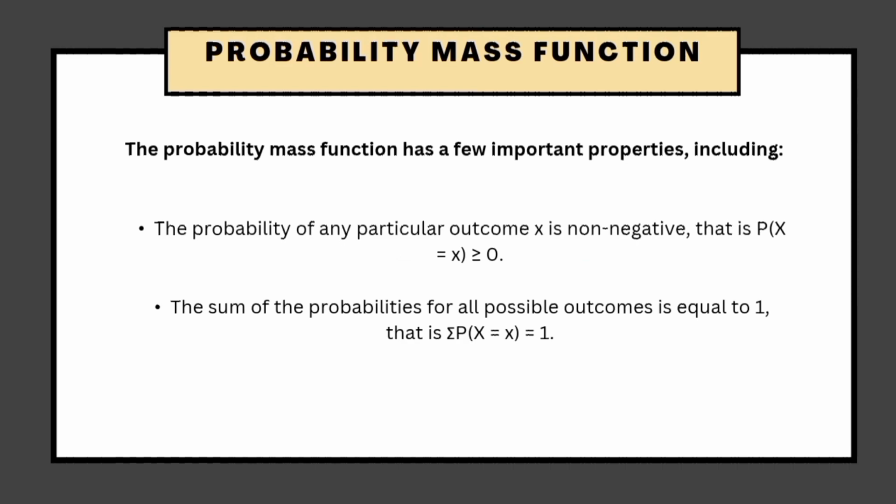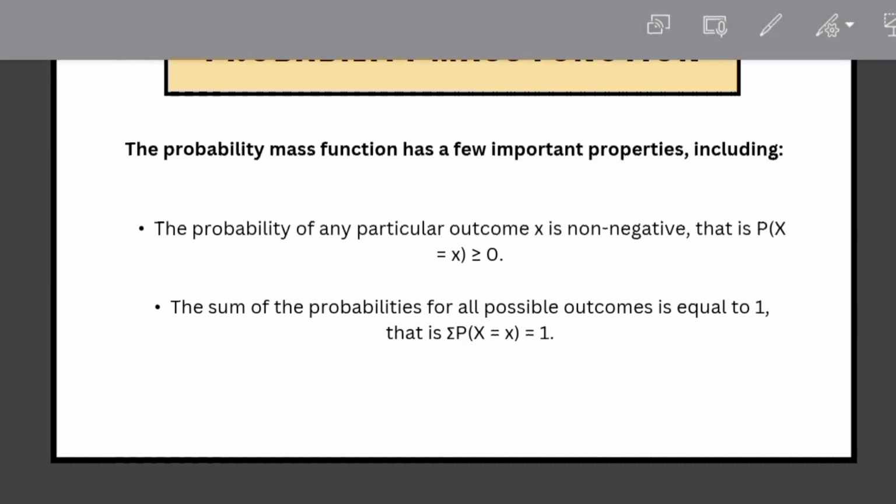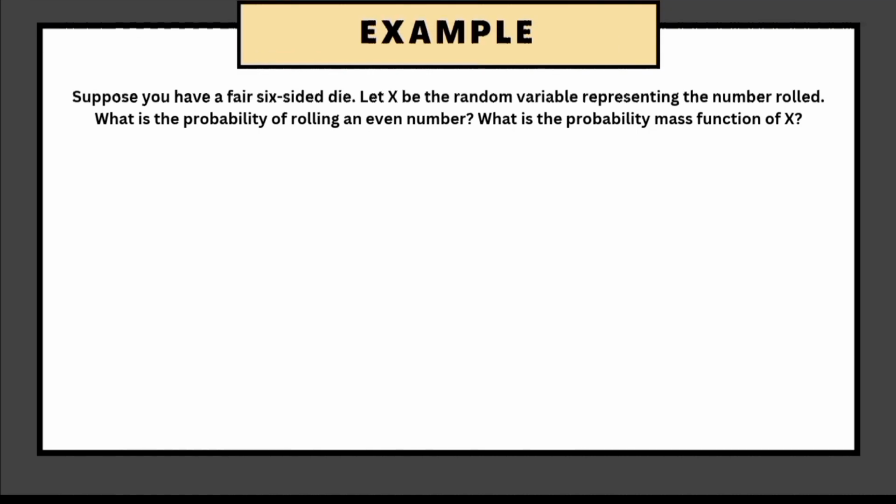So, let us see some examples to elaborate on what PMF is. Suppose you have a fair six-sided die. Let X be the random variable representing the number rolled. What is the probability of rolling an even number? What is the probability mass function of X? Well, we are looking for the probability of rolling an even number.